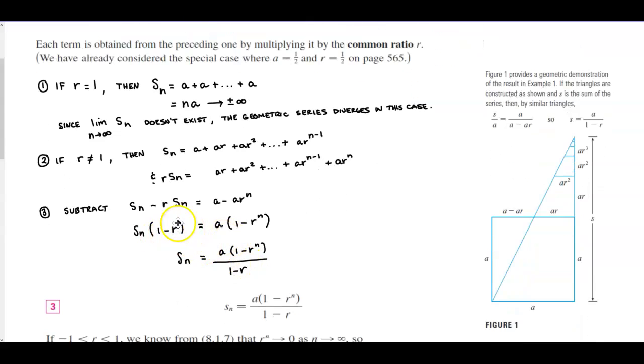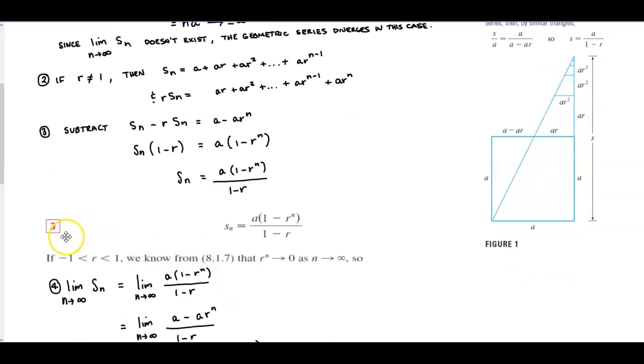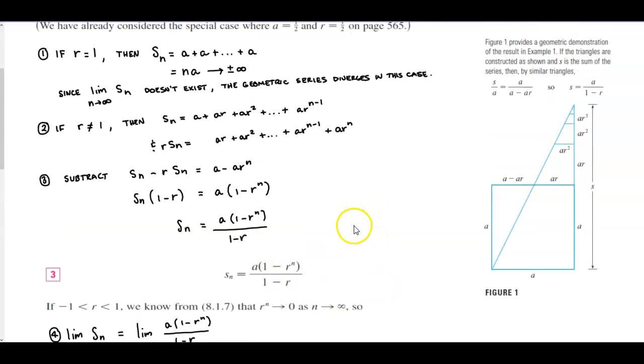So the first thing we can do on both sides is factor. We can factor out s subscript n and factor out the a. And then solving for s subscript n, we're going to divide both sides by 1 minus r. So that's going to give us our third equation. S subscript n is going to equal a times 1 minus r to the n divided by 1 minus r. A way to look at this is by looking at figure 1. It provides a geometric demonstration of the result in example 1.